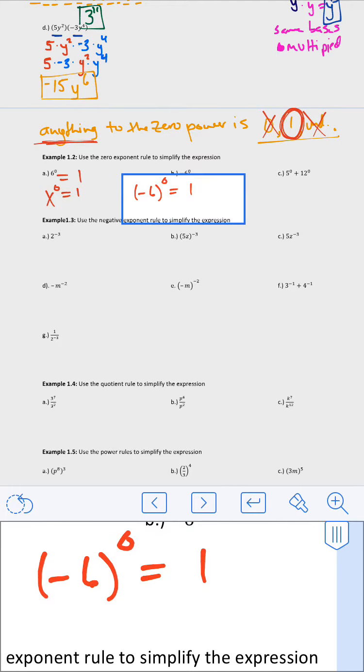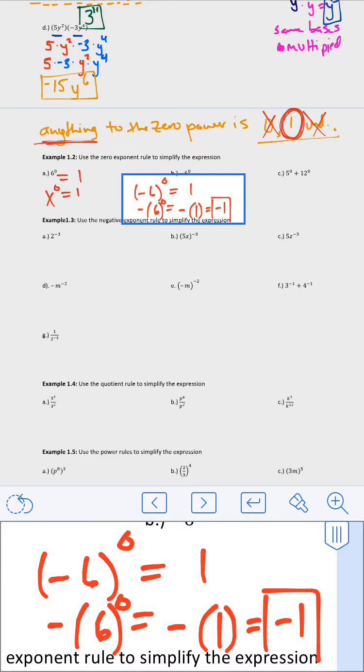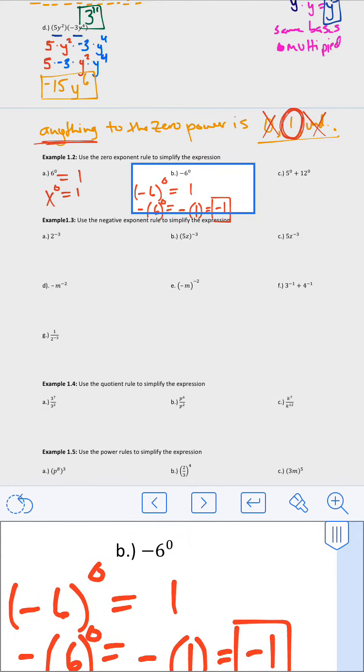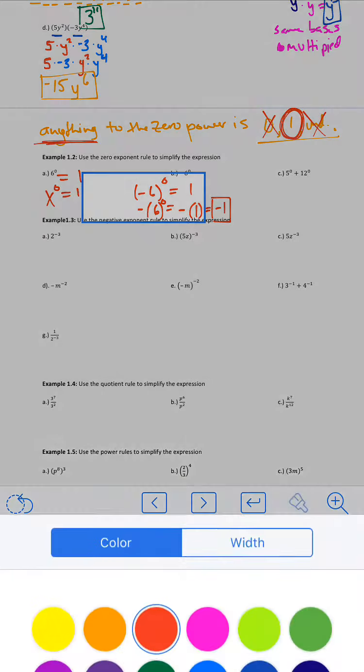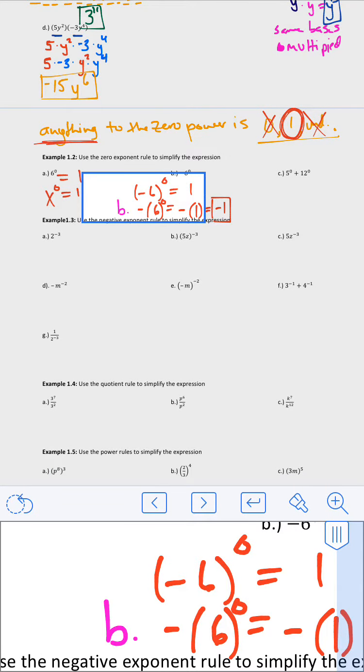In this case, what I'm saying is negative of 6 to the 0 power, which would be the negative of 1 or negative 1. We're looking in this problem at a negative 1. So watch out where those parentheses are. If there are no parentheses at all, you are talking about the second case here. So this is actually B.